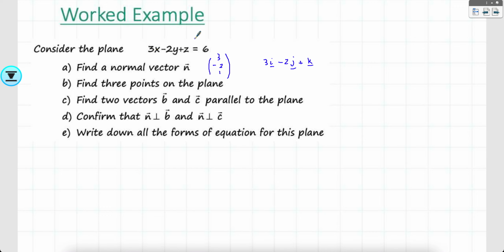So quite easy. So for part B, if I make x and y 0, then it gives me z is equal to 6. So one of my points on the plane is 0, 0, 6. And then if I pick x and z to be 0, then it's going to give me y equals -3. We have 0, -3, 0.